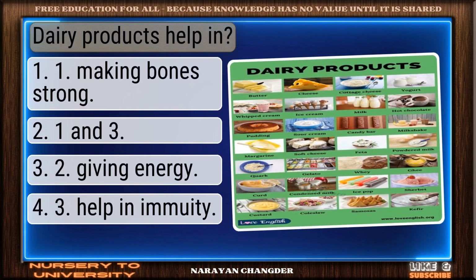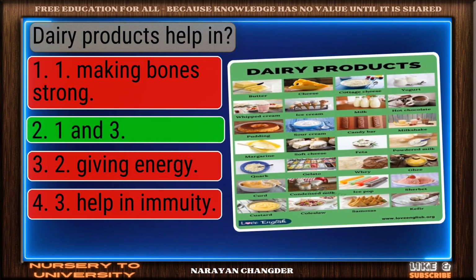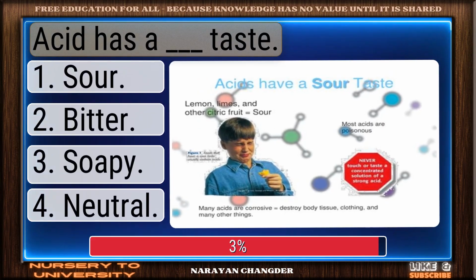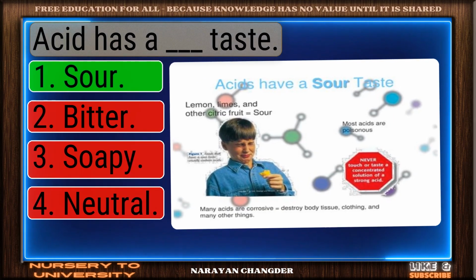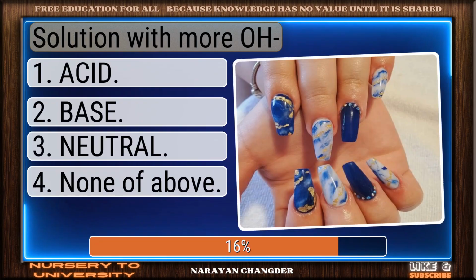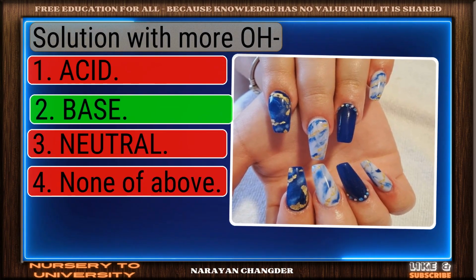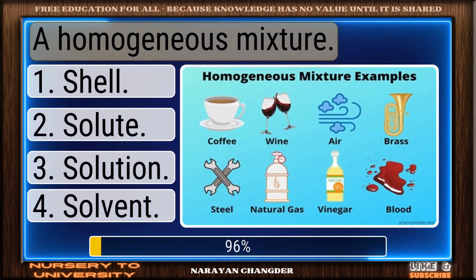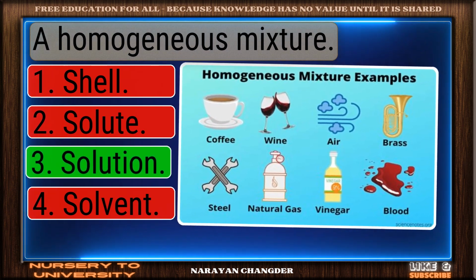Dairy products help in... Sharp thinking. 1 and 3 is the right choice. Acid has a dash taste. Nice selection. Sour is the correct and valid answer. Solution with more OH... Strong choice. Base is the right answer. A homogeneous mixture. On track. Solution is the correct answer.